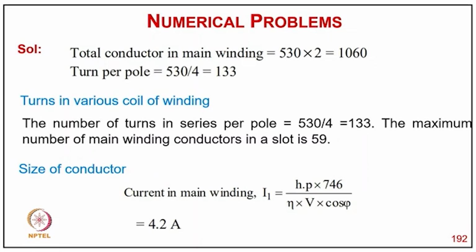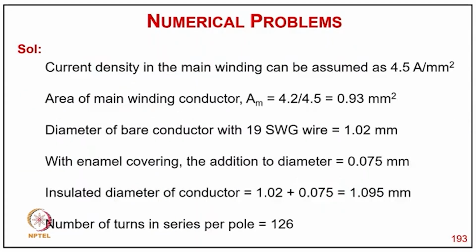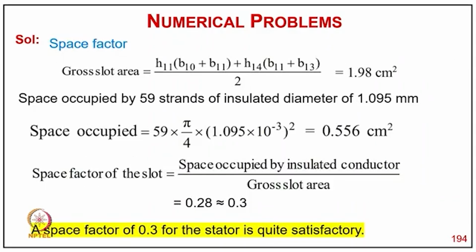So size of the conductor: current in main winding I1 is HP into 746 divided by 4, efficiency eta into V into cos phi, that comes 4.2. And now taking current density 4.5 ampere per millimeter square, area of the main winding conductor is current divided by current density, it comes 0.93 millimeter square. So diameter of bare conductor is 1.02, standard wire gauge 19. With the enamel, with the addition of diameter 0.075 millimeter, insulated diameter is typically 1.095 millimeter, and the number of turns in series per pole is 126.